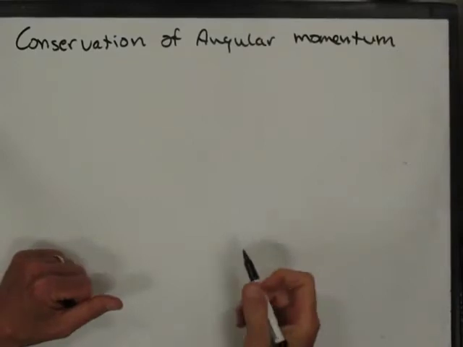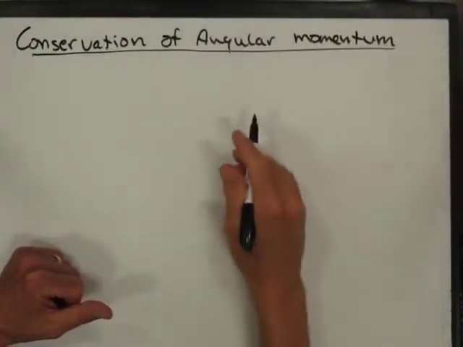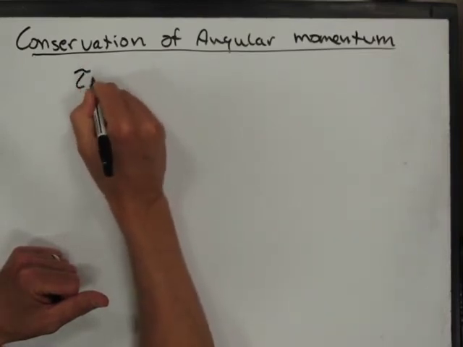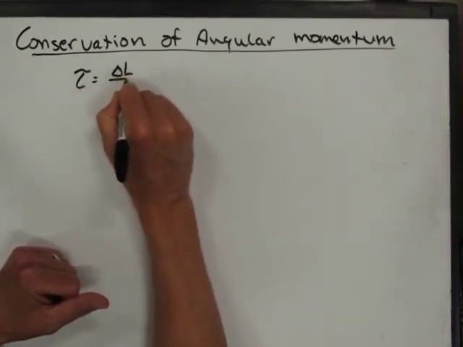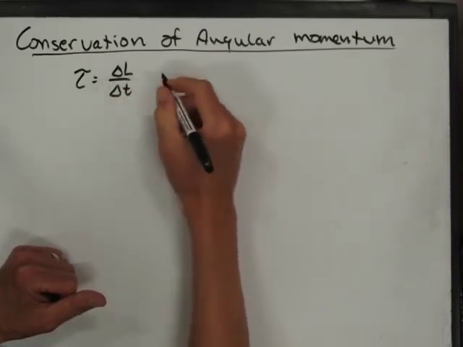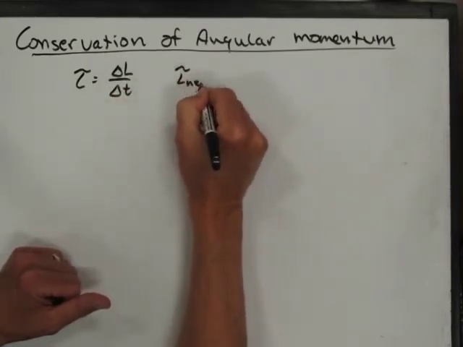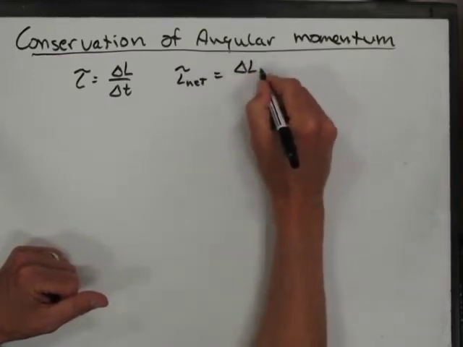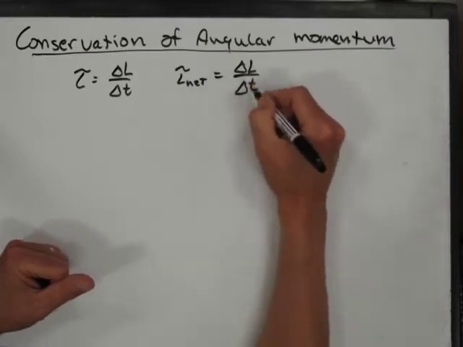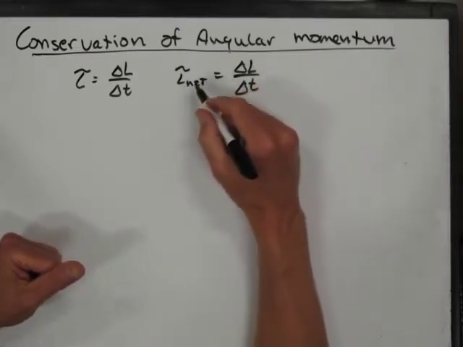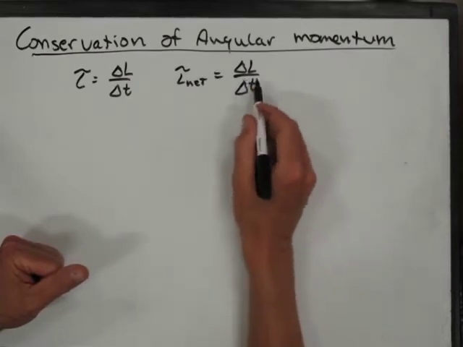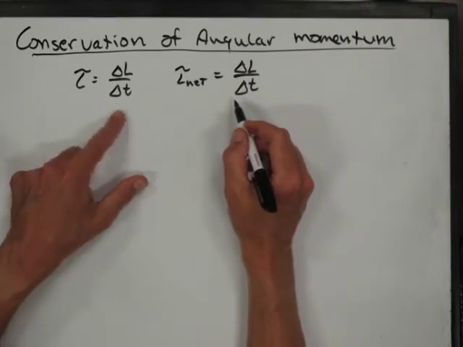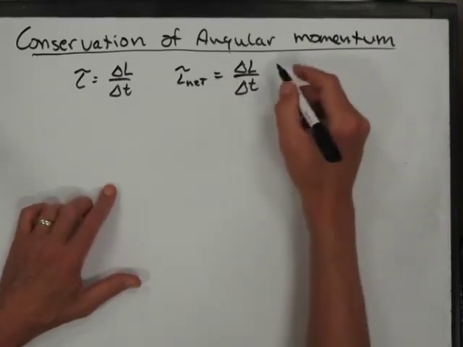So we're going to talk a little bit about conservation of angular momentum, and we're going to do it very similar to the way we talked about conservation of linear momentum. We just said the torque is equal to the change in angular momentum over the change in time. And so we can talk about the net, the total torque, is equal to the change in angular momentum over the change in time. In other words, if you add up all of them, you'll see the total change in angular momentum over time. This would be for any individual torque, but here we're just talking about the total torque.